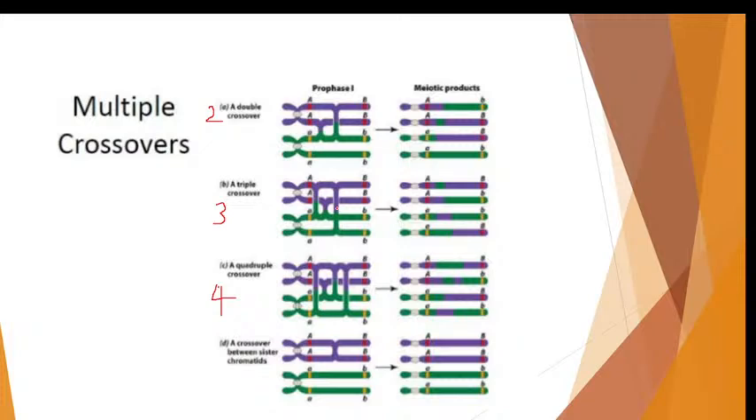One is, if two chromatids are involved in the crossing over, it is called a two-stranded double crossing over. If three chromatids are involved, it is called a three-stranded crossing over. If four chromatids are involved, it is called a four-stranded crossing over. And multiple crossing over is very rare.